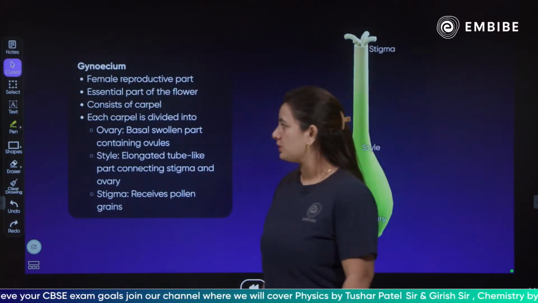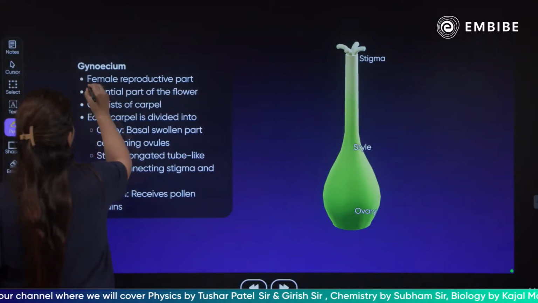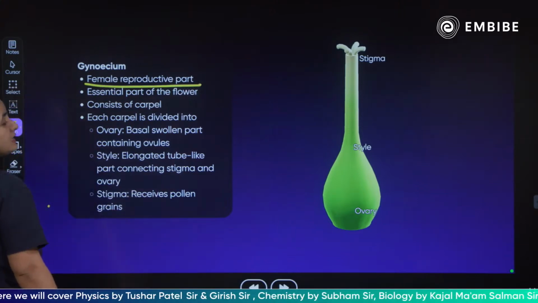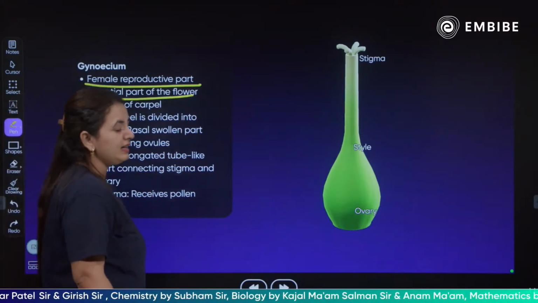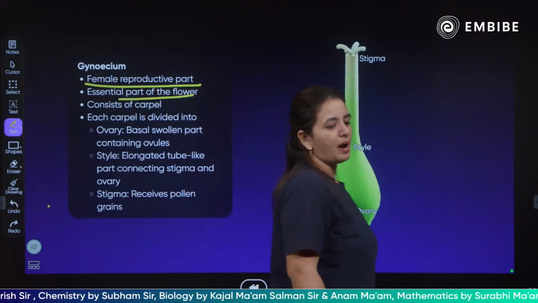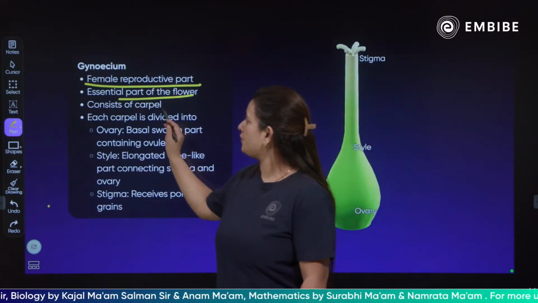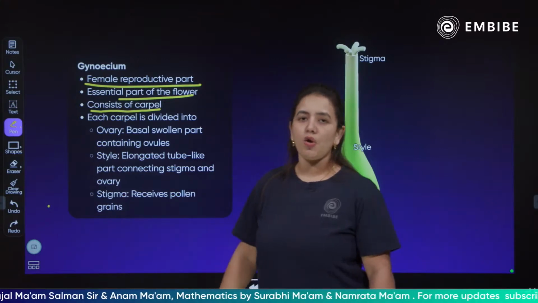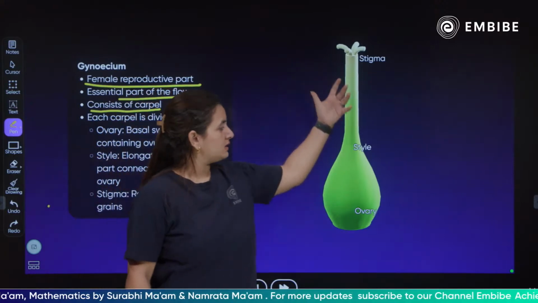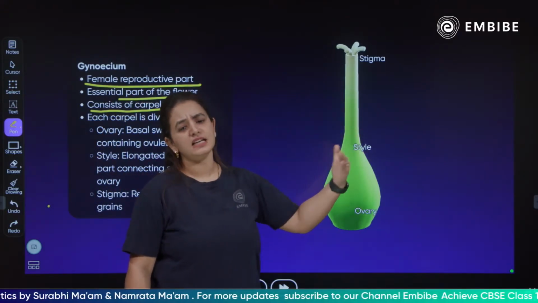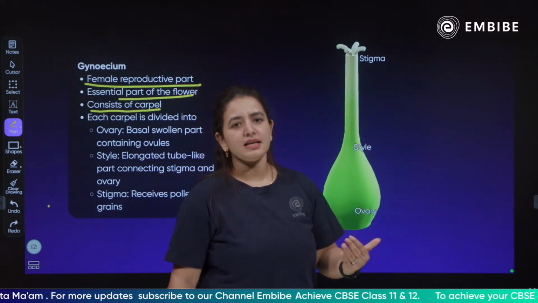What is gynoecium, children? A gynoecium is a female reproductive part and is an absolutely essential part of the flower. What does it consist of? It consists of carpel. Yes, what is the carpel? As you can see, this whole part is the carpel. Exactly, just like the androecium has stamen, the gynoecium has a carpel.